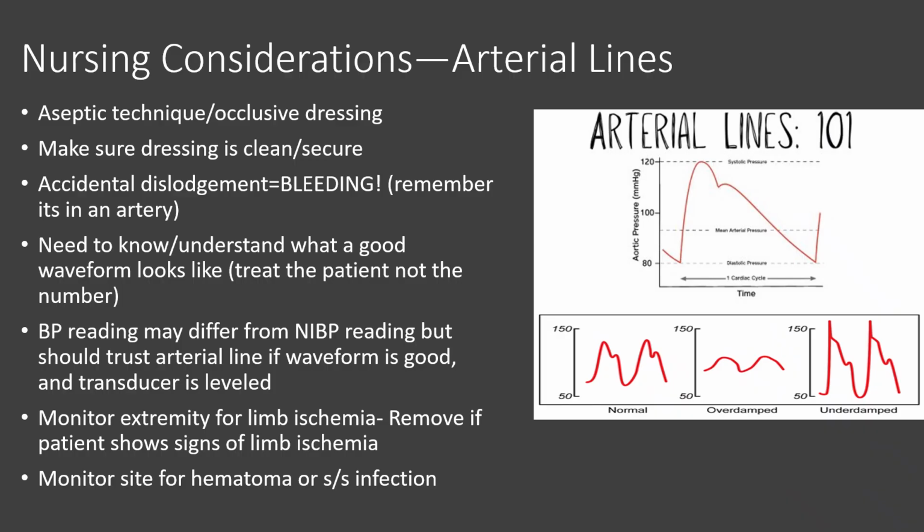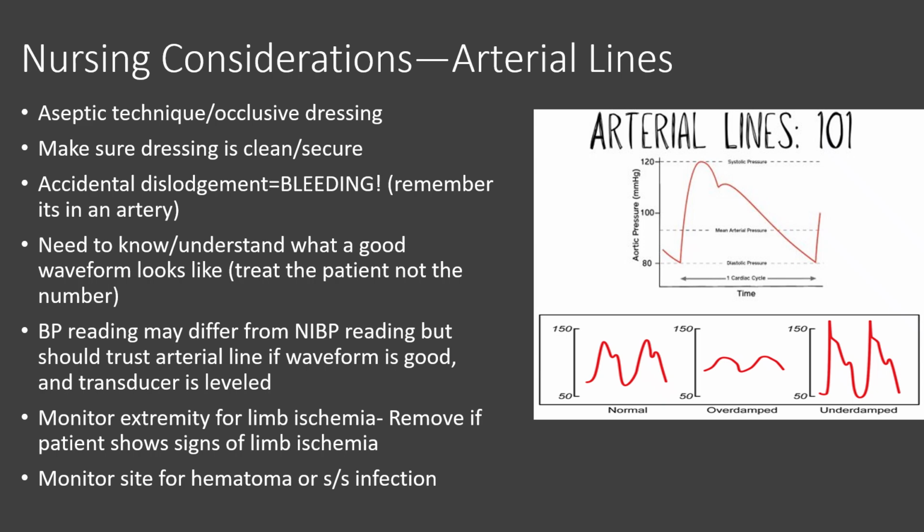Nursing considerations related to arterial lines are going to be related to maintaining aseptic technique when accessing that system or obtaining a blood sample, because this is a closed, sterile system. You want to ensure that your dressing is clean, secure, dry, and intact. You want to look at the site, the catheter. Is the catheter secure? What does the site look like? Is it reddened, inflamed? Does it look infected? Is there signs of a hematoma formation? Is it draining or is it bleeding?